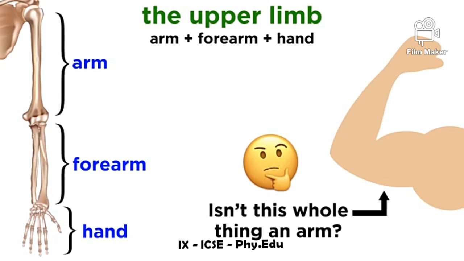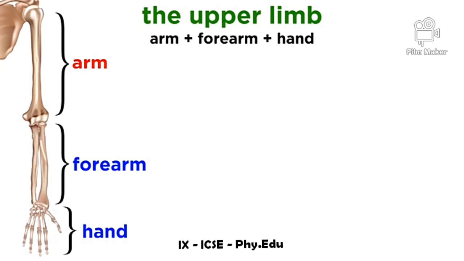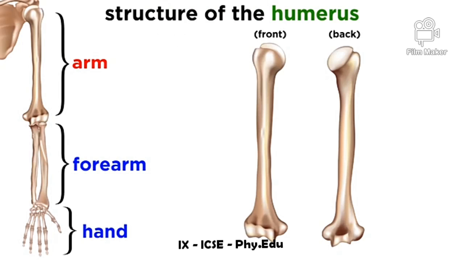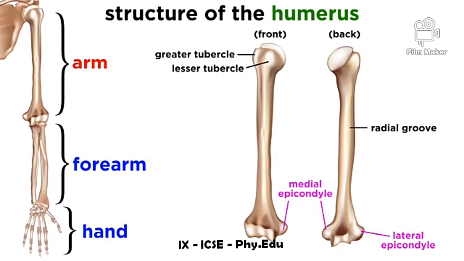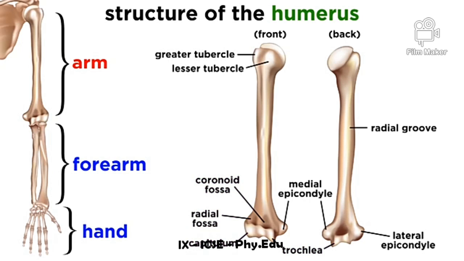Though colloquially we think of this whole thing as an arm, when speaking in terms of anatomy, it is just this upper portion that we call the arm. So let's start there. In the arm, we find the humerus, a typical long bone with its greater and lesser tubercle, radial groove, medial and lateral epicondyle, radial and coronoid fossa, trochlea, and capitulum.